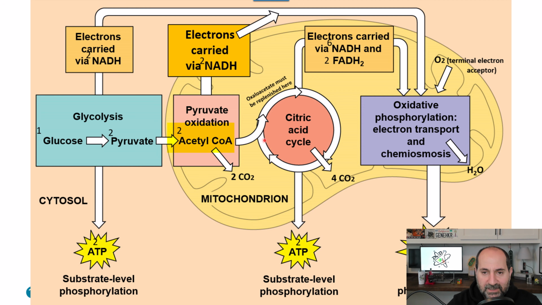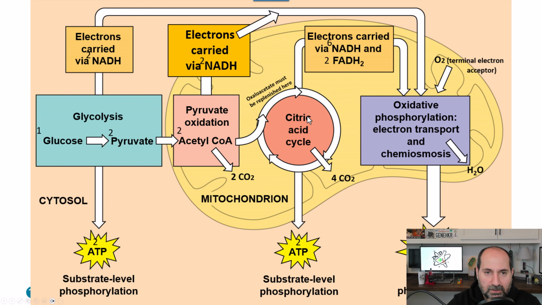2 acetyl-CoA enter the citric acid cycle, so we get 2 rounds of the cycle. During that time, we make 6 NADH, 2 FADH2, 4 CO2, and 2 ATP via what? Substrate level phosphorylation. And what needed to be replenished at the end of the cycle? Remember I said oxaloacetate must be replenished here at the end of the cycle. Looks like it checks out.